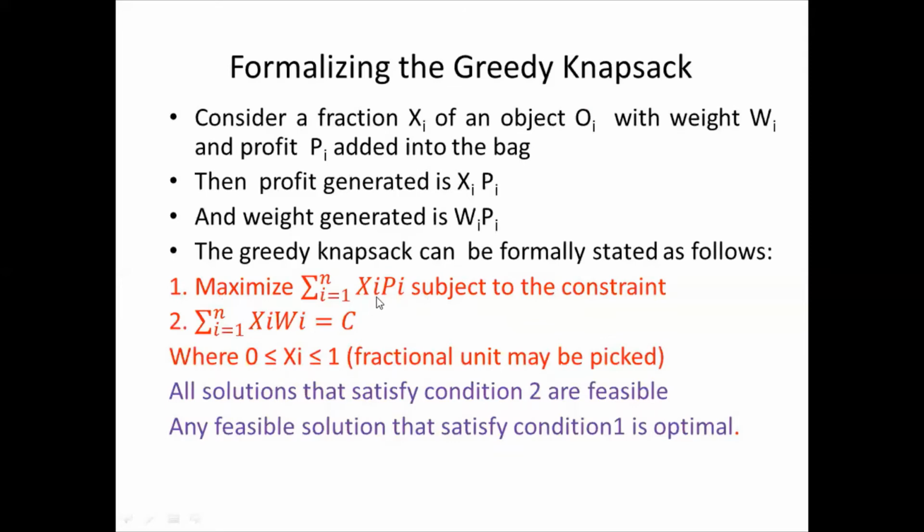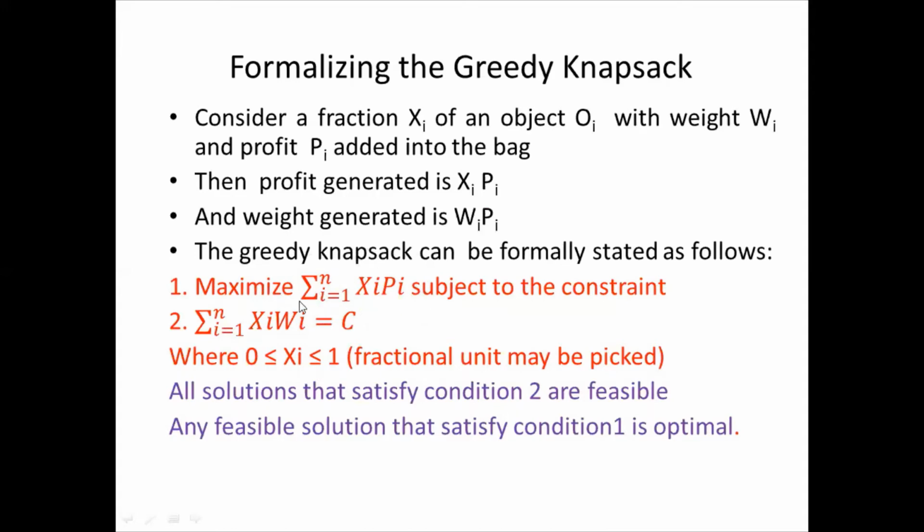So suppose there are 3 items to be selected, then x1, x2, x3 would be the fractional units of the objects 1, 2 and 3. And P1, P2, P3 would be the profits of the objects O1, O2 and O3. So the aim is to maximize the total profit of all the 3 items. Hence it is defined as maximize the sum of xi into pi for all the items ranging from 1 to n, where n is the total number of items or objects.